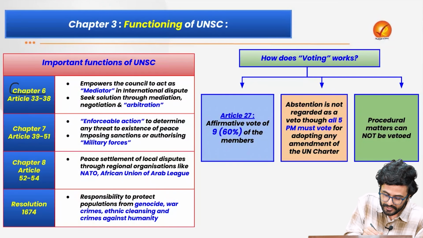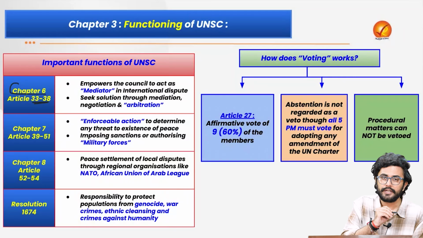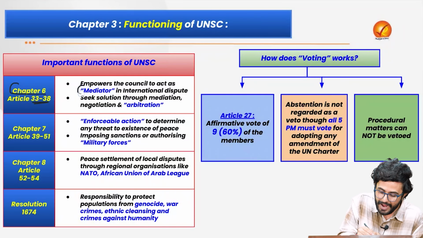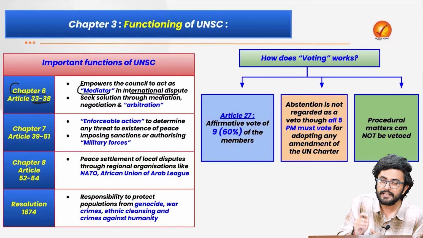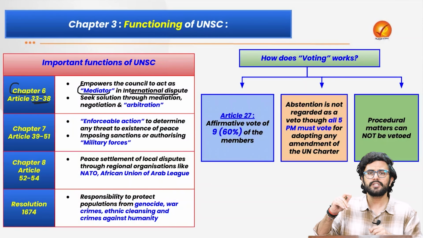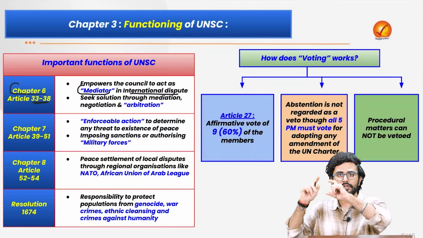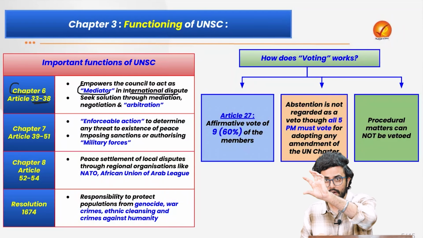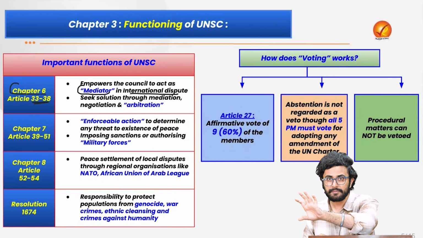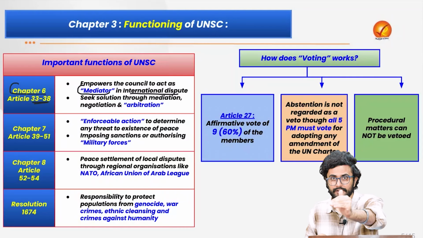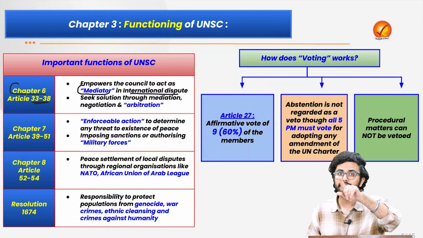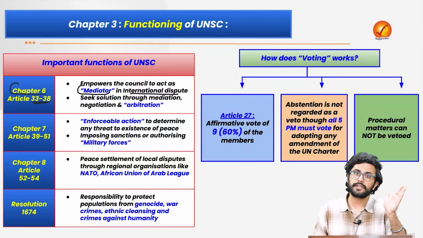As per Chapter 6, from Article 33 to 38, it basically empowers the United Nations Security Council to act as a mediator in any international dispute. So let's say, for example, right now there is an international dispute taking place and India is not a member of the UNSC, not even a non-permanent member. So can India pass a resolution at UNGA or UNSC to mediate in such an event? The answer is no. That power is completely lost to us.